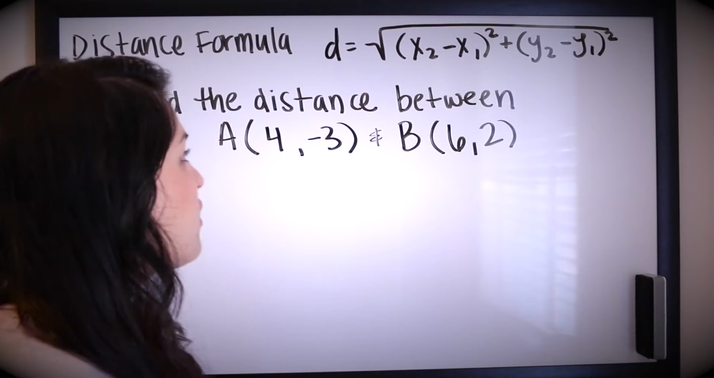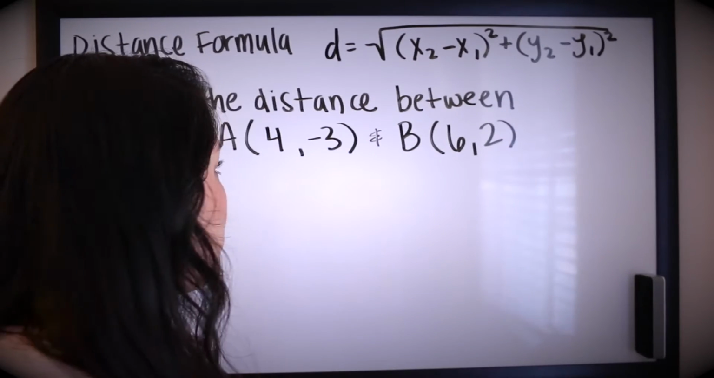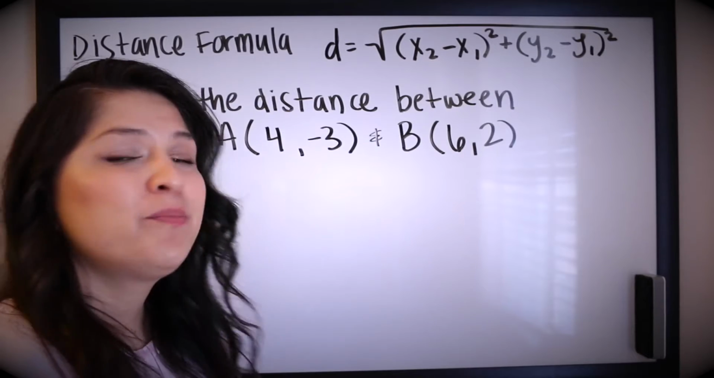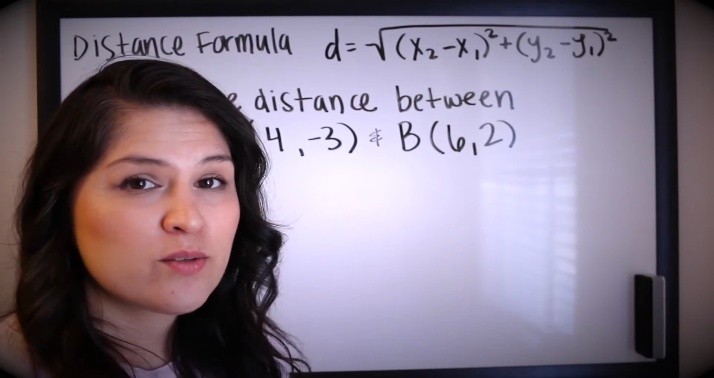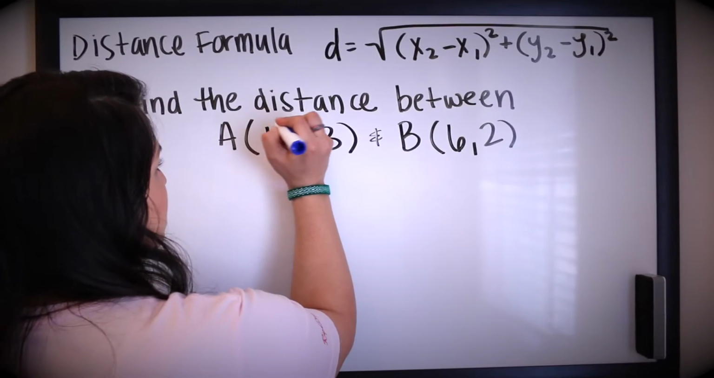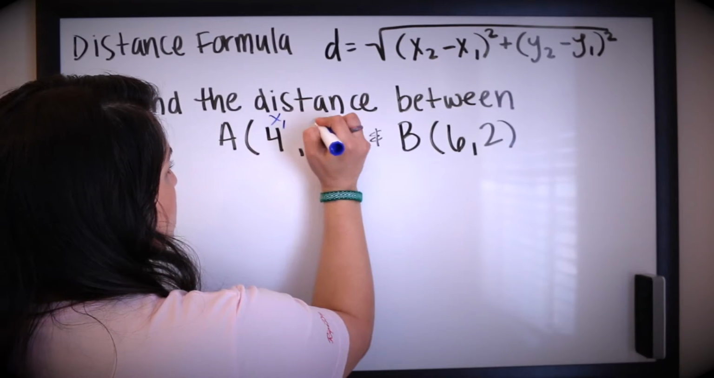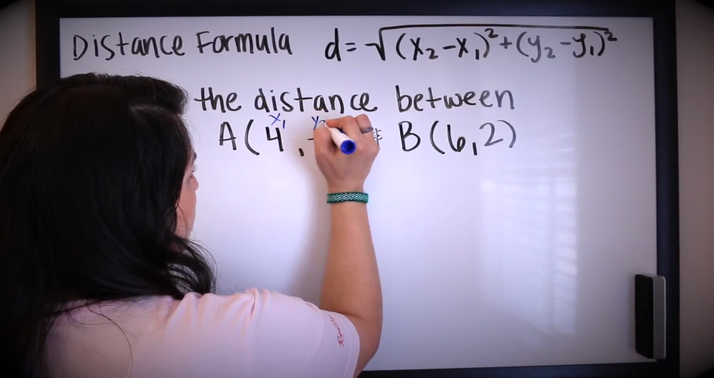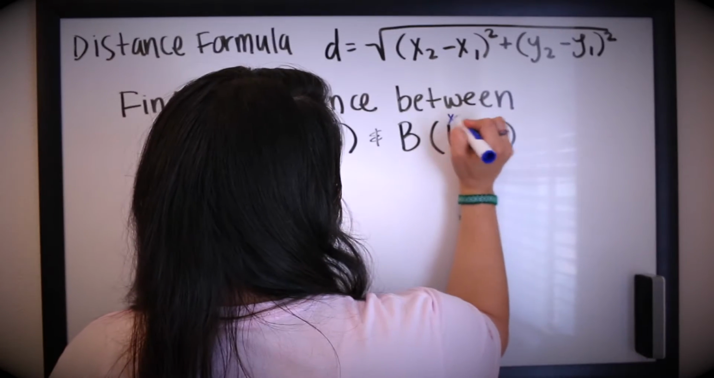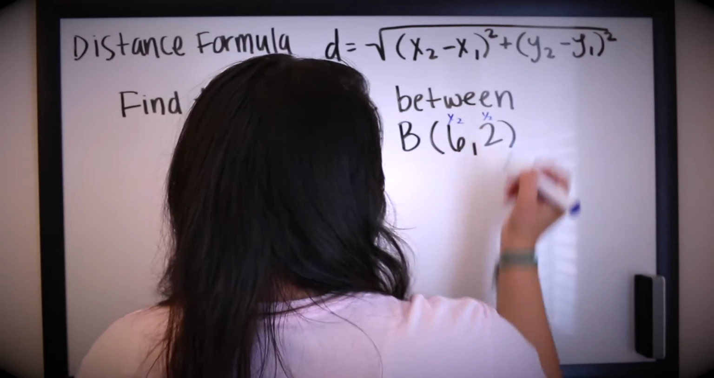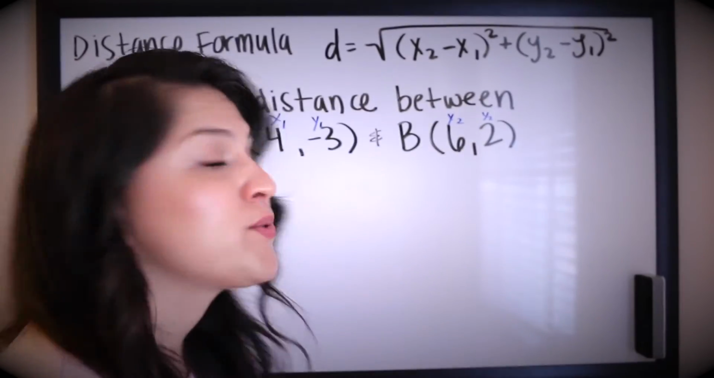So say that you're asked to find the distance between point A, which is 4, -3, and point B, which is 6 and 2. Let's go ahead and assign them the x's and the y's. So here's x1, y1, x2, y2. Let's go ahead and plug those in.